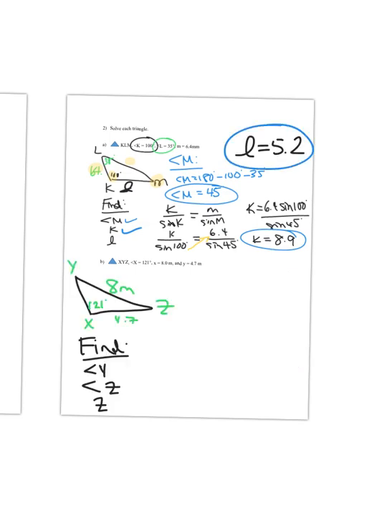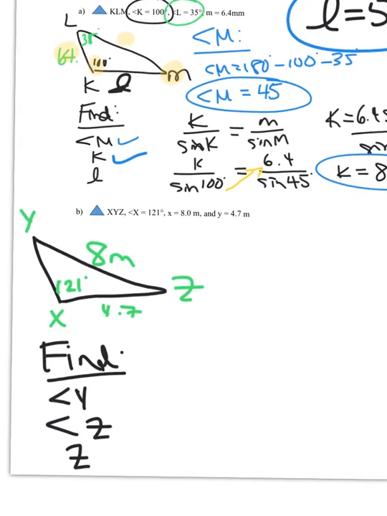Okay, so here's my triangle all set up. I'm given angle x at 121 degrees, and the side across from it, side x, is 8. I have my side y, but no angle for y, and no angle for z, and no side for z. So let's find one of our angles first. Angle y would be, I think, our best choice. So we're going to find angle y.